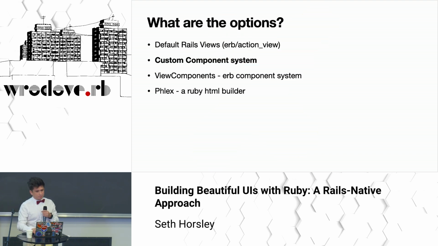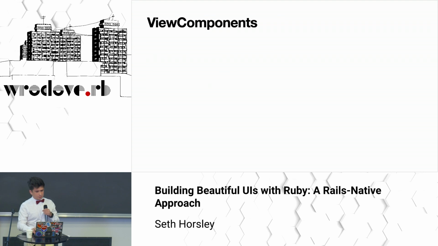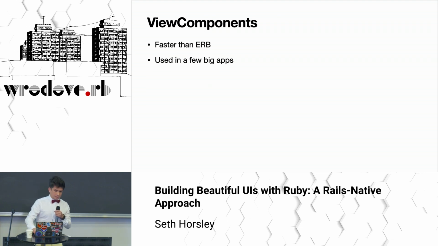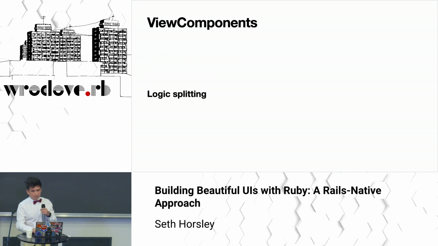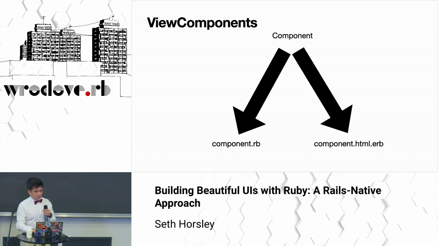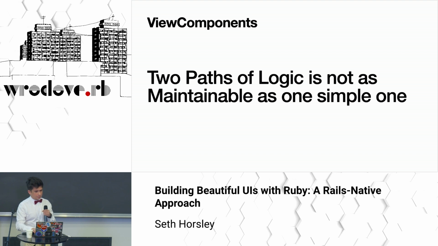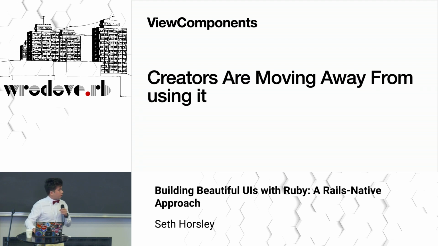The other option was ViewComponent. Faster than ERB, that's a plus. Used in quite a few big apps. It's working right now. Uses slots, kind of interesting. But you have this logic splitting, where you have your view component, your component.rb, and then your component.html.erb. Wasn't really a fan of that. So 2 paths of logic obviously is not as simple or maintainable as one. And the worst part is the creators have been moving away from it. So that kind of scared us a little bit.